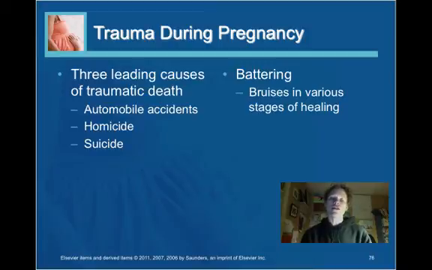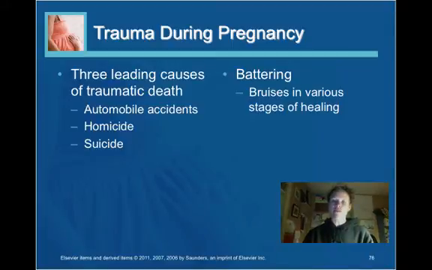Trauma. Leading causes of traumatic death in pregnancy are automobile accidents, homicide, and suicide. And then it's always important to consider battery, domestic violence. So one piece of assessment when you're thinking about battery and domestic violence is looking at bruising in various states of healing.